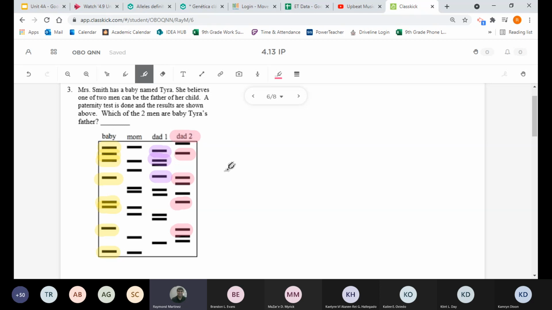But yeah, I think it's overwhelmingly true that dad 2 is going to be the father. Even though dad 1 and dad 2 have some genes in common, I think it's pretty overwhelmingly true that dad 2 has more in common. Again, not the most scientific thing, but it's how it's done.